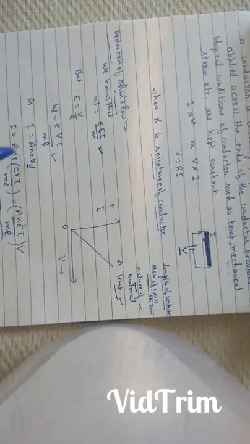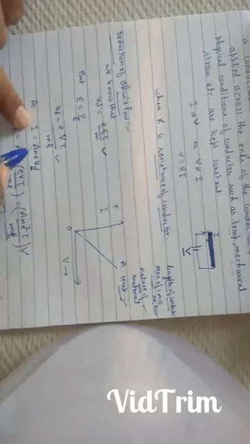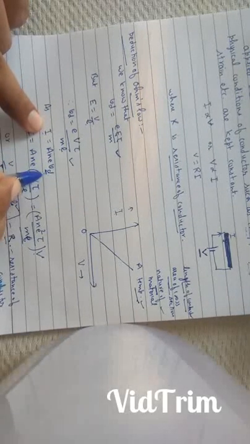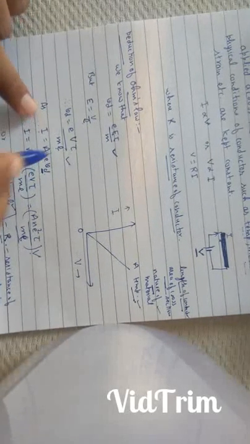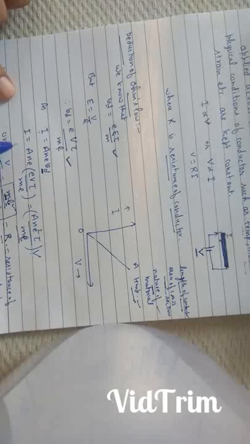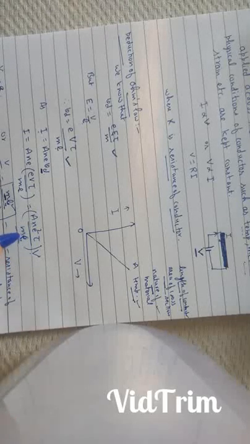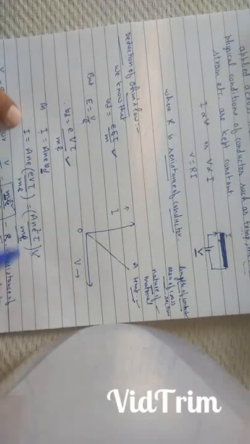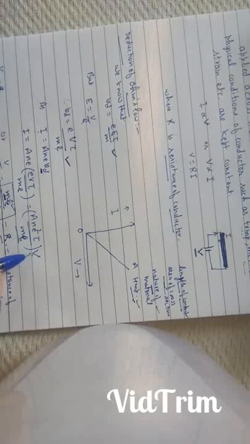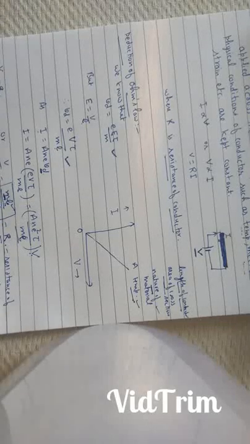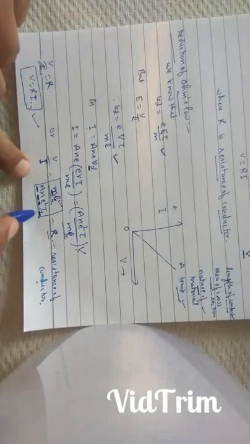Now the relation between current and drift velocity is I is equal to A n e Vd. In place of Vd, substituting this value, we get I is equal to A n e into eV tau upon mL. We can rewrite it as A n e square tau upon mL into V. Taking I to this side, we get V upon I, and taking this term to the other side, we get mL upon A n e square tau.